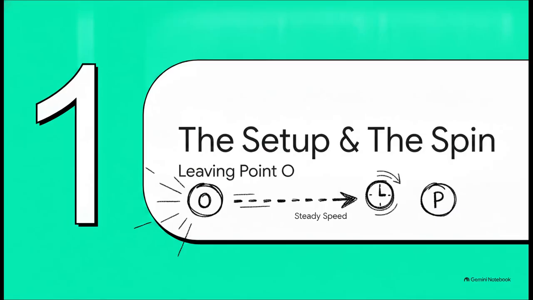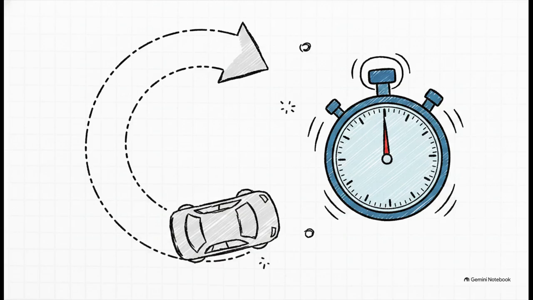Section 1. The setup and the spin, leaving point O. So, our journey begins right here at point O. We're traveling perfectly straightforward toward a destination called point P, moving at a nice steady speed of 1.0 meters per second. But then, suddenly, we decide we want to look backwards, aiming for the exact direction we just came from, a full angle pi away.